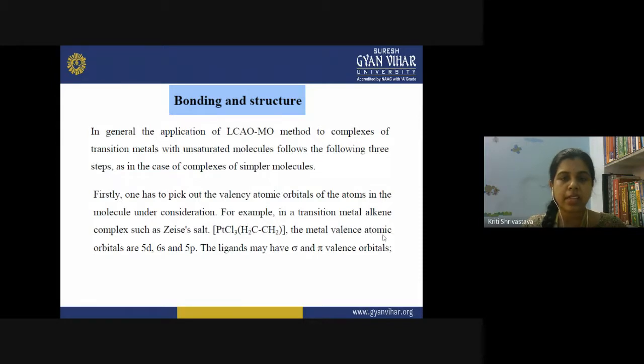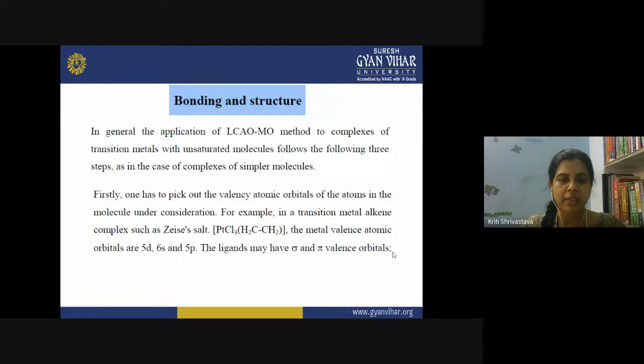So the metal valence atomic orbitals. What are the metal valence atomic orbitals? 5d, 6s, and 5p. If you write the electronic configuration of this metal ion, this is not the pure metal, right? You have to calculate the oxidation state of the metal, and then according to the oxidation state of platinum, you have to write down the electronic configuration of the cation, not the metal atom, right? Once you write down the electronic configuration of this platinum cation, you will be able to find out what the valence atomic orbitals are. So in the case of platinum, they are 5d, 6s, and 5p.